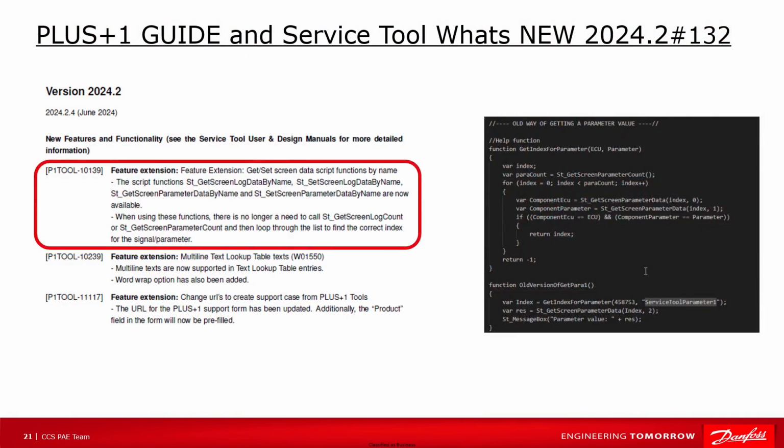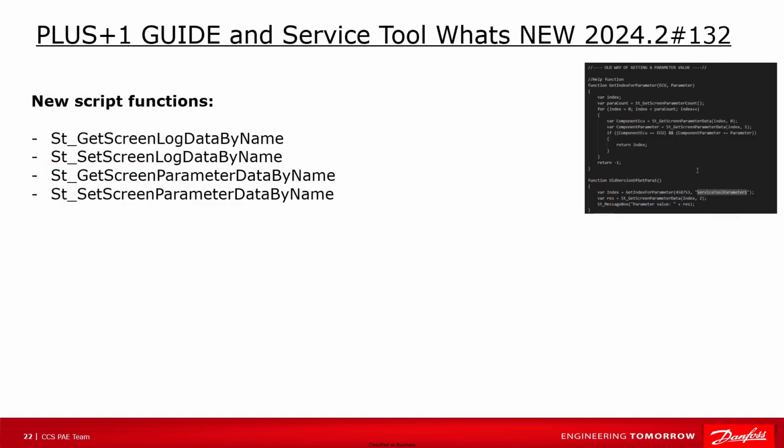Let's have a look at the service tool features of 24.2. Starting with some small script function features to make it easier for the user. 4 new script functions have been added with new variants of these get screen data by name.